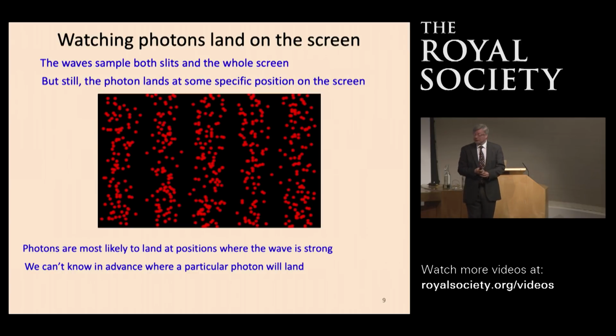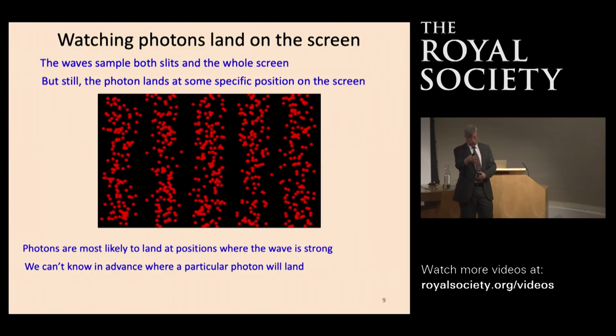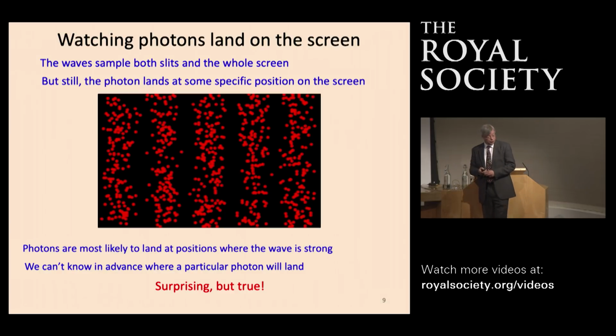Interesting thing about this, which was very hard for scientists to become reconciled with when it was first understood, is that you cannot know where a particular photon is going to land. The act of the screen registering the photon chooses a place, but you can't know ahead of time what that place is going to be. Strange but true. That's the way it is.